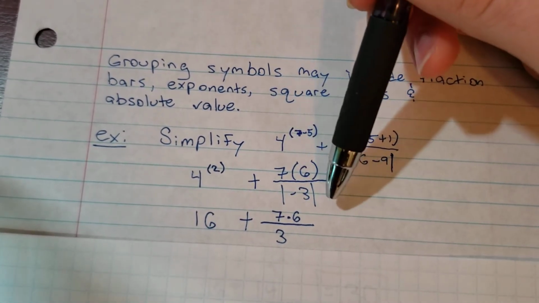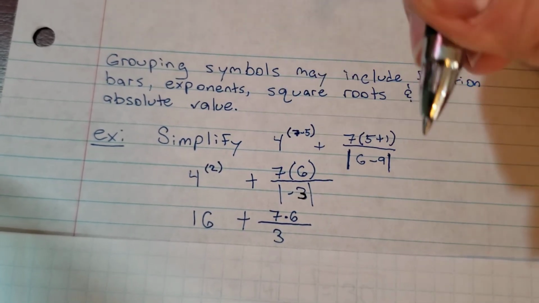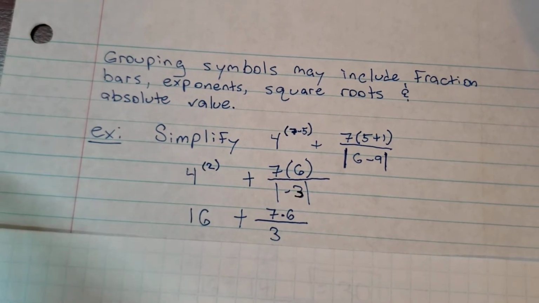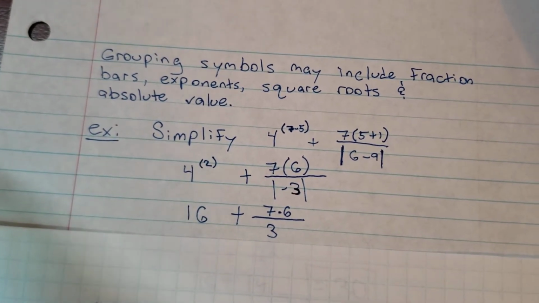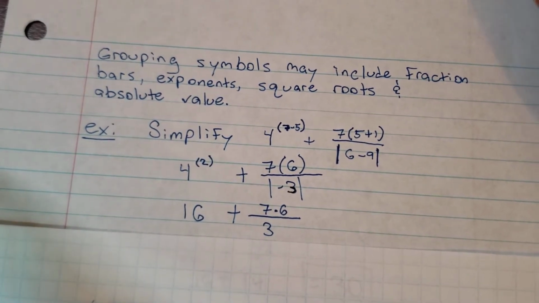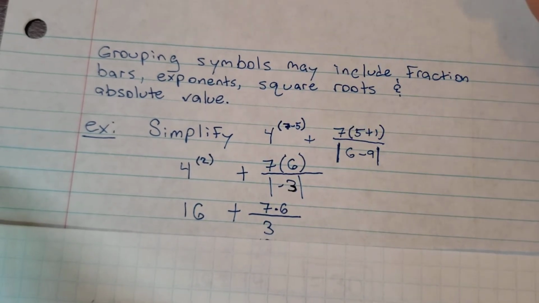Absolute value of negative 3, right? Because the absolute value is looking for the positive value, right? You can't take 3 negative steps anywhere. You could take 3 steps backwards, you'll end up at negative 3, but you're still taking 3 steps. So the absolute value of negative 3 is positive 3.